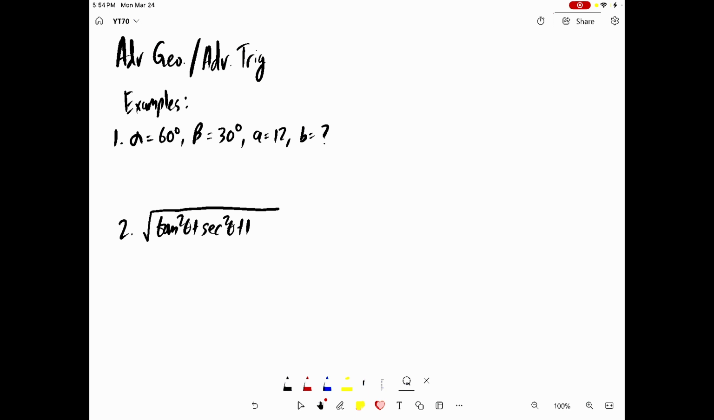Now it's time to solve our second problem. The square root of tangent theta squared plus secant theta squared plus 1. Now this is a little more complicated, and I wanted to show this because this kind of utilizes multiple theorems. And I'll also show you 2 ways to solve this.